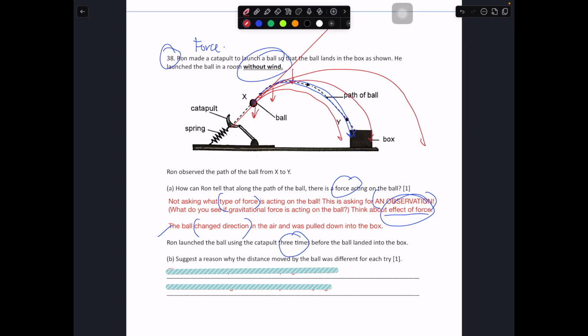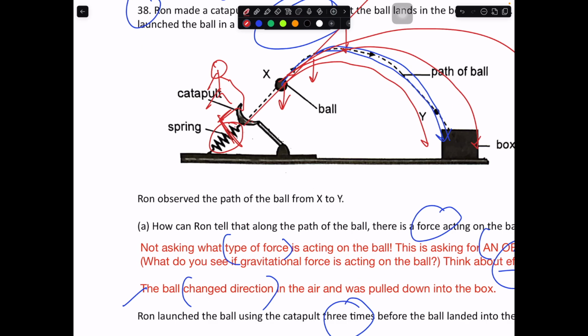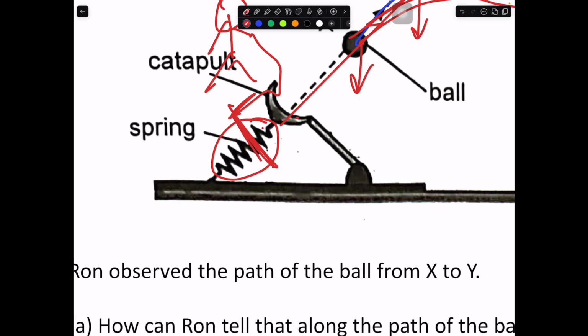Okay, think about it. Because over here there's a spring, right? He probably did what? There's a human over here pulling the catapult behind, and the compression on the spring every time might have been different. Maybe the first time it was compressed until here, the second time until here, the third time maybe until here. So the amount of compression is different.